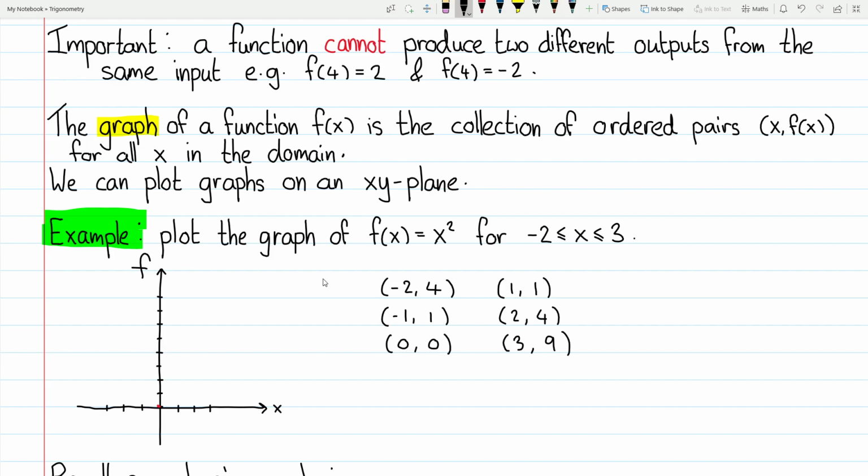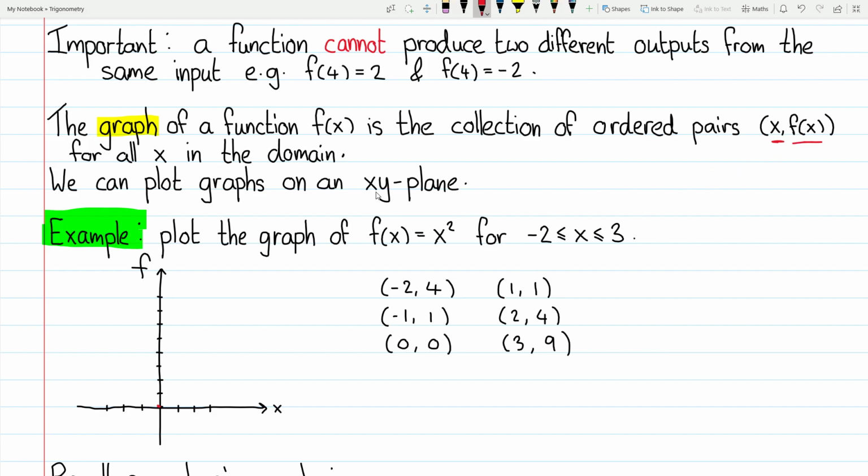So now we know what a function is. We can now describe what the graph of a function is. The graph of a function f of x is the collection of ordered pairs where your x-coordinate is the input and the y-coordinate is the output. And the graph is what you get when you do this for all the inputs in the domain.